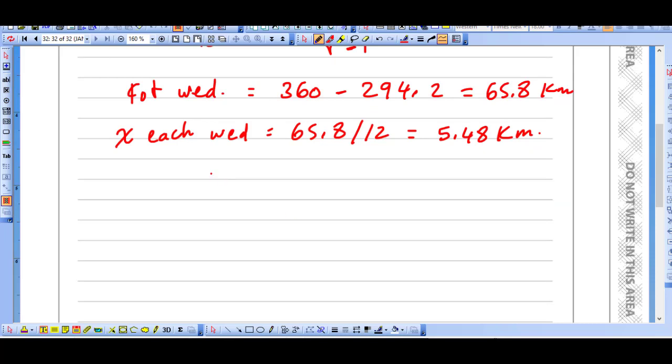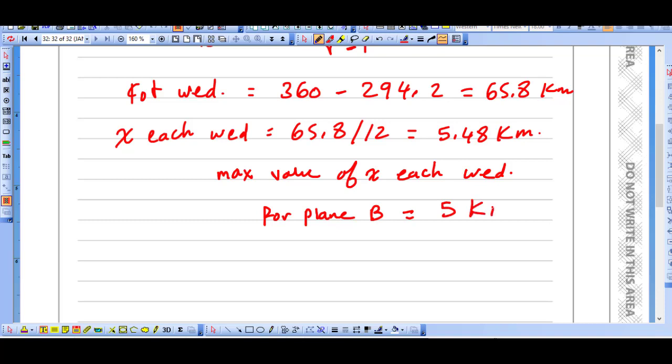So the maximum value of x each Wednesday for plan B is equal to 5 kilometers. And this is the answer of this part.